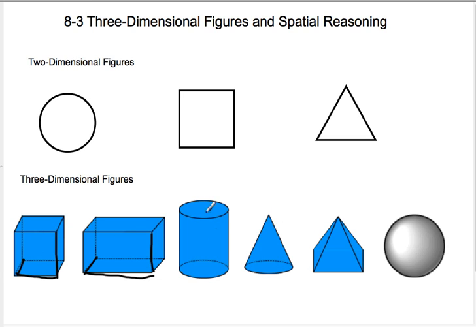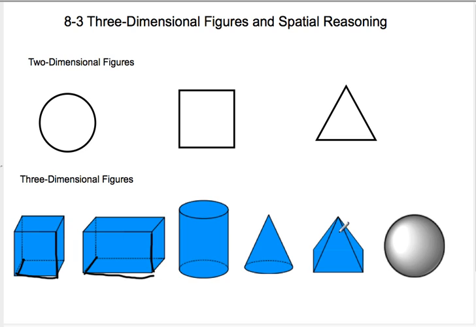You have 2 faces on this cylinder, 2 circles. You've got another face on the bottom of this cone. This square pyramid has 5 faces. It's got a square on the bottom and then 4 triangles, one of which you can't see right now because it's on the back side. And a sphere has no faces.